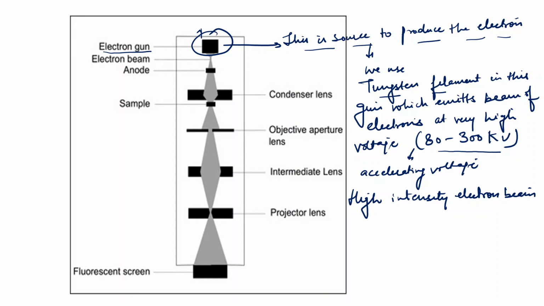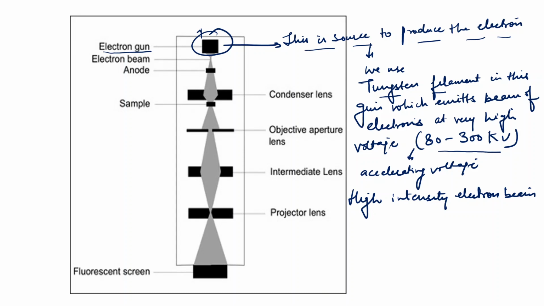Then after that electron gun, I would also like to tell you about the operating condition. The operating condition for TEM is also the vacuum condition, as we have used in the case of SEM, so that air does not interfere with the sample results.